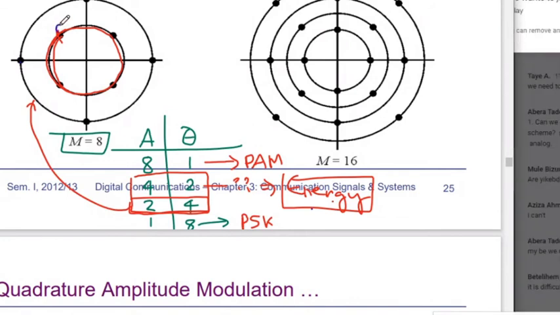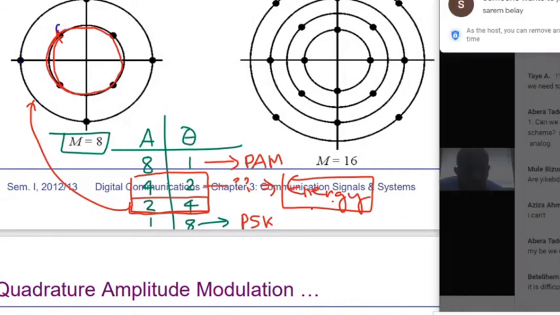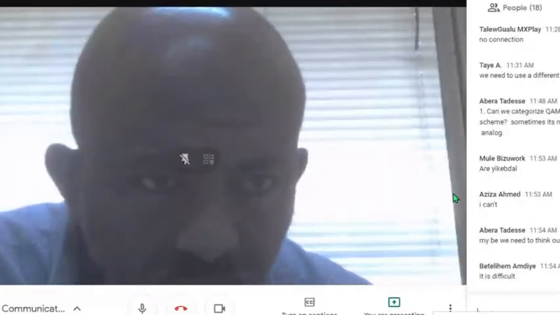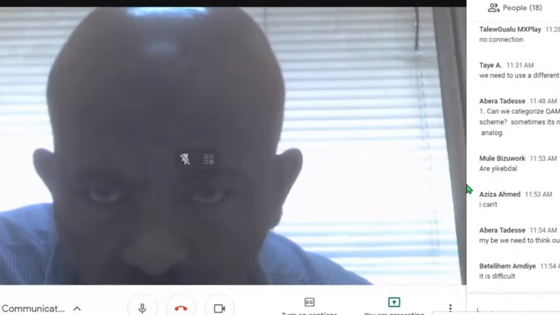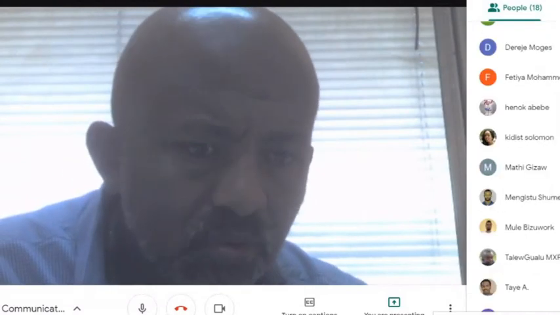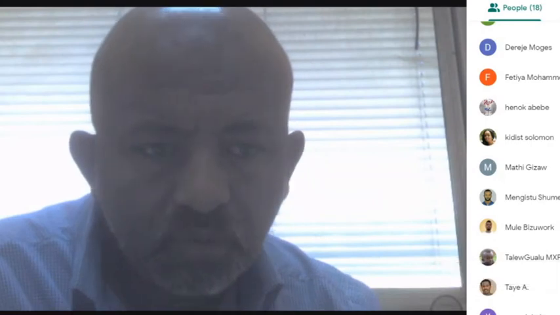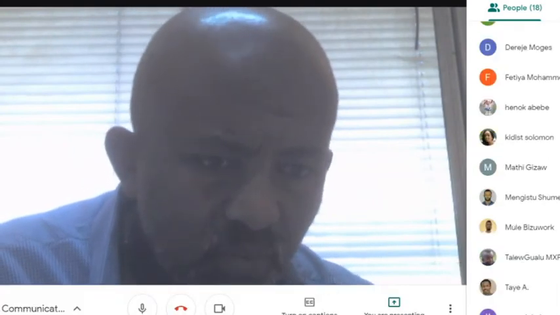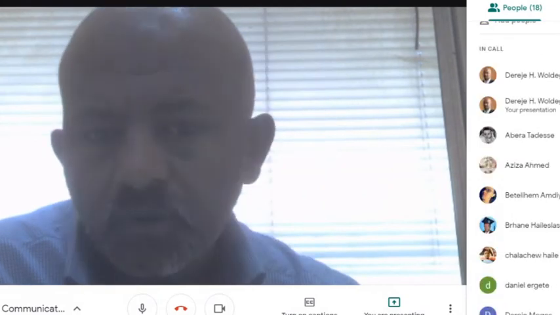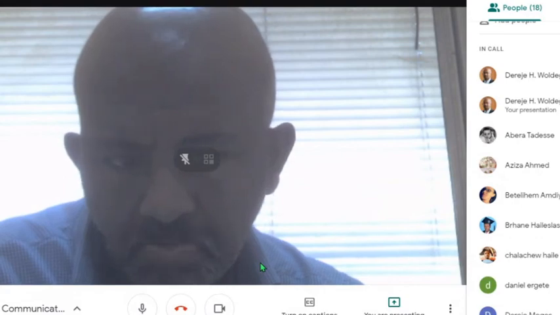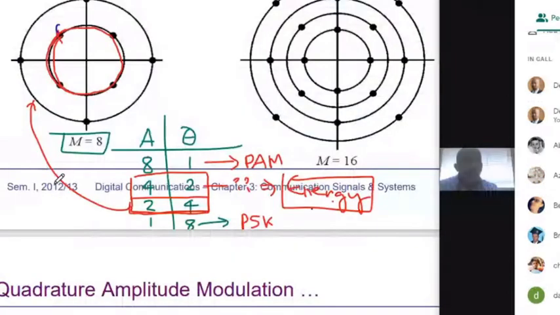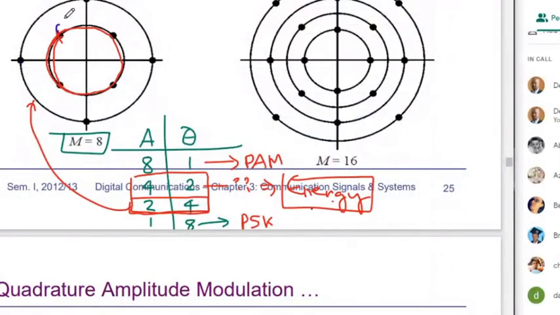Now the distance... Anyway, so these are the different options. So the minimum distance between two constellation points should be maintained. Okay, so this is the distance between two constellation points.